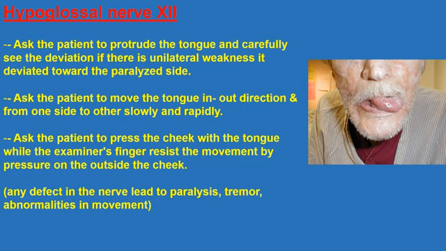Also, we can ask the patient to move the tongue in and out and from side to side, slowly and rapidly. Also, ask the patient to press the cheek with the tongue, while the examiner's finger resists the movement by pressure from the outside. So any defect in the nerve leads to paralysis, tremor, and abnormality in the tongue movement.